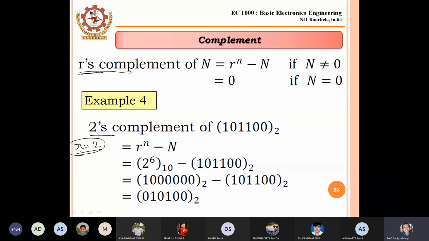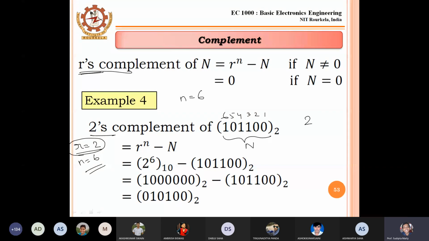Now let's talk about small n. Now it is the capital N, the 6. So 1, 2, 3, 4, 5, 6. So small n is 6. Is it clear?